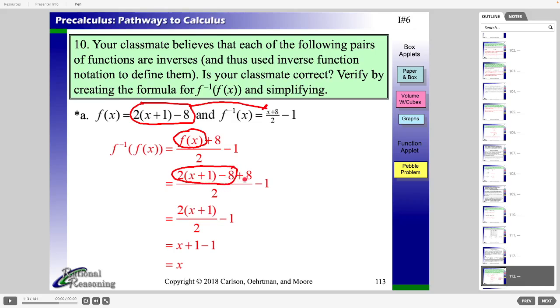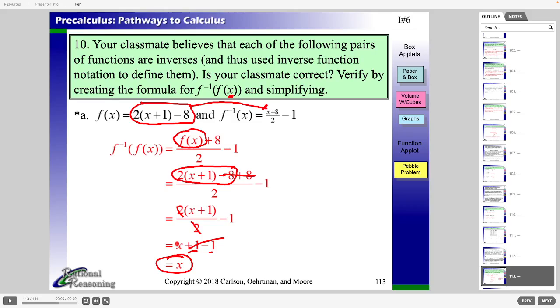So a negative and a plus 8 are going to undo each other. That's 0, so that cancels out. This is what we're left with. 2 goes into 2, that's what we're left with. And then we get a plus 1 and a minus 1, but those cancel out. We ended up back exactly where we started, right? We started at x, we ended at x. That's the idea of a composition of inverse functions.